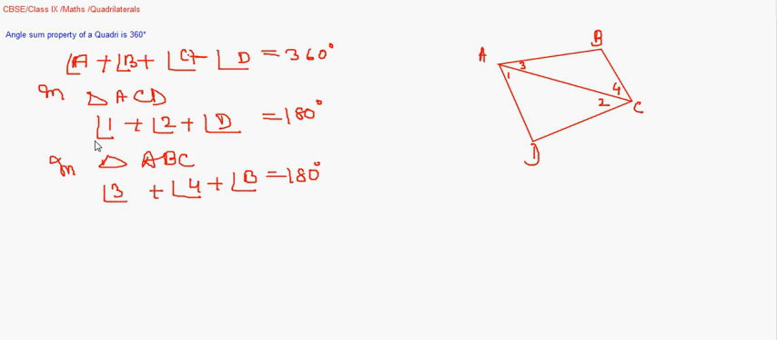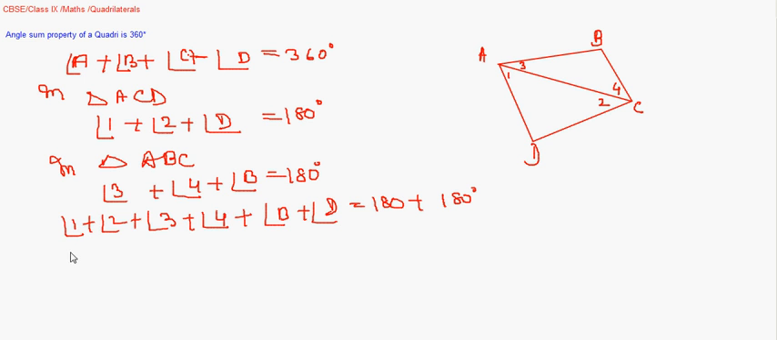Now if we add them, because triangle ABC plus triangle ACD would give us the quadrilateral ABCD. So let us add them. This will give us angle 1 plus angle 2 plus angle 3 plus angle 4 plus angle B plus angle D to be 180 plus 180.